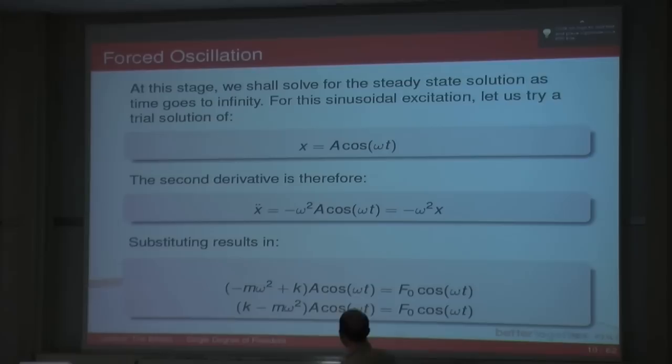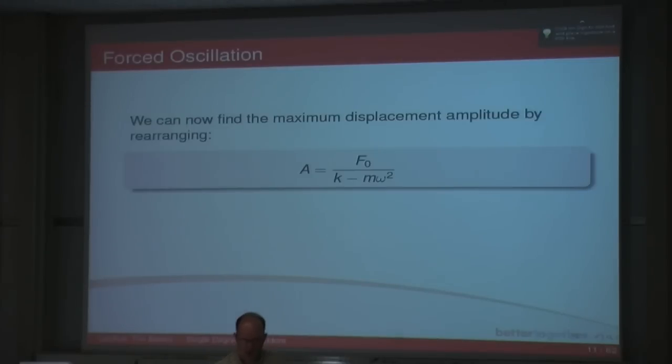Now obviously from this equation I can divide both sides by cosine omega t. They're the same: if t is 10, then I've got cosine 10 omega on both sides, so they disappear. So I end up with f naught equals A times that quantity, k minus m omega squared. And so you can rearrange and solve for A, the amplitude.